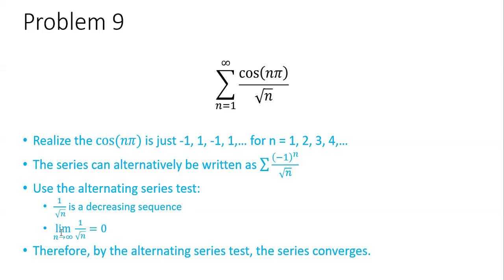Okay? And we take the limit as n goes to infinity of 1 over square root of n, and that's 0. So by the alternating series test, our series converges. So the trick here, trick per se, is rewrite this cosine of n pi as -1 to n. We realize that it's just an alternating sign for integer values of n.